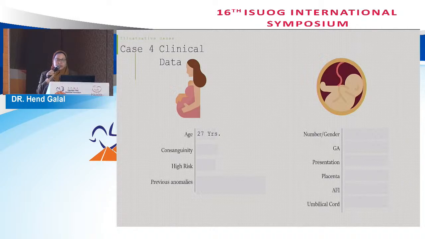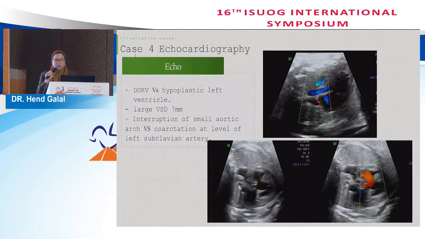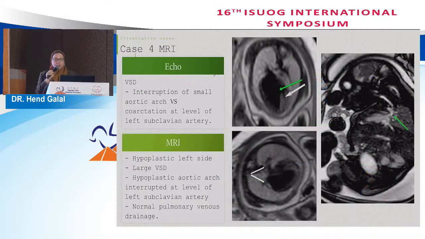Fourth case, it is 27 years old with a history of consanguinity. It is a primary gravida with no high-risk disease. The fetus was male with 37 weeks gestation. Cephalic presentation with normal placenta and umbilical cord finding. As regard echo, giving a picture of a double outlet right ventricle.